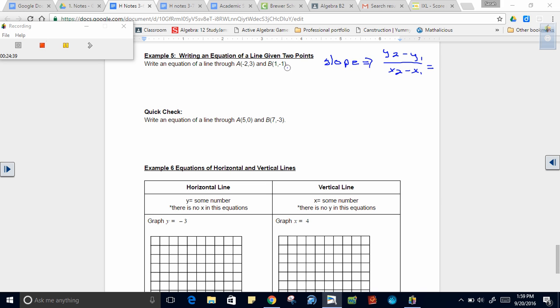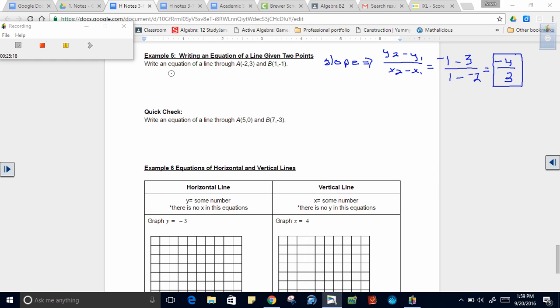My y2 is a negative 1. Subtract from the equation. My y1 is a 3. In the denominator, my second x term, my x2 is a positive 1. Subtract, because that's the equation. x1 is a negative 2. Negative 1 subtract 3 is negative 4. Two negatives, it's like I'm adding. So 1 plus 2 is 3. So my slope is negative 4 over 3, or negative 4/3.